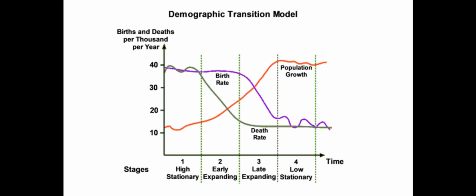The demographic transition model is what you're looking at now. This is what geographers use to explain how all of this happens. The purple curve is the birth rate, a similar indicator to fertility rate. The green curve represents the death rate. The red curve represents growth in population. The y-axis represents births and deaths per thousand, and the x-axis represents time.